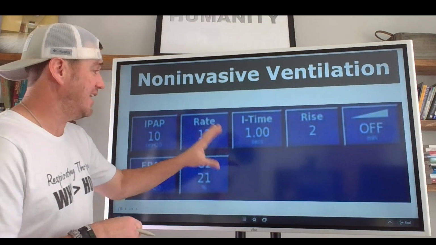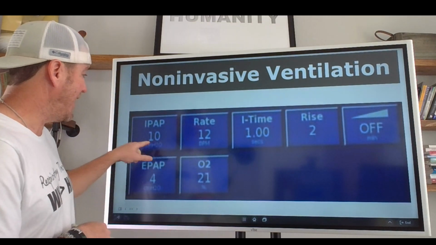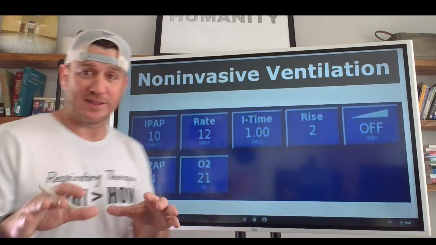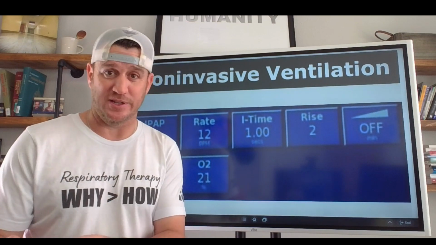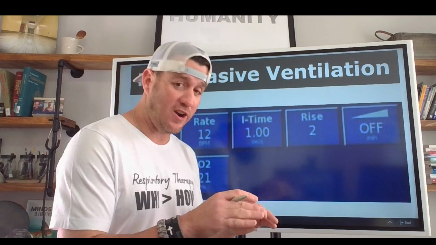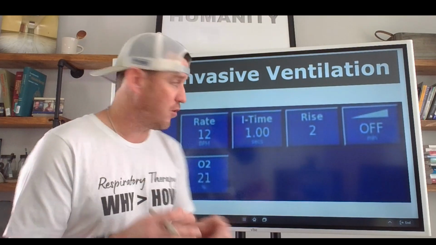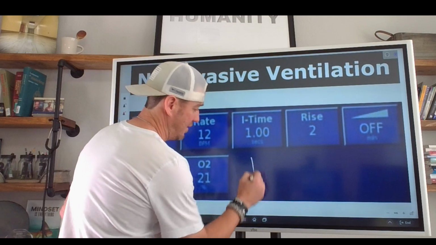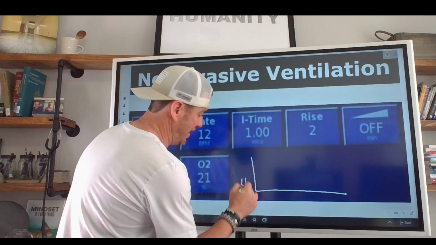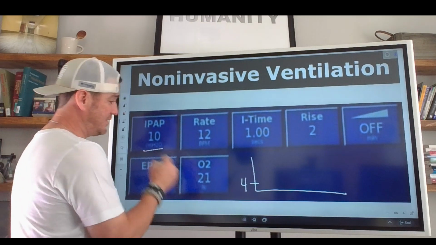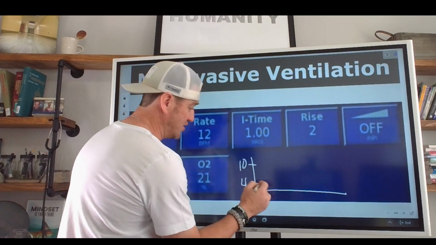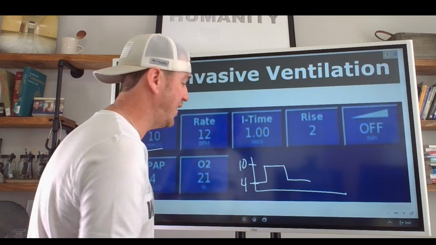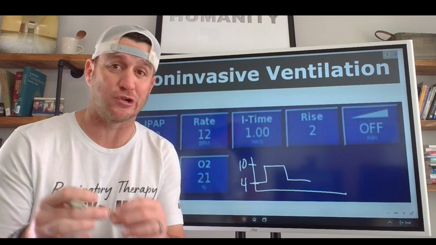So, another same ventilator. We've got an IPAP of 10. We've got an EPAP of 4. Let's just stop right there. We understand what that tells us, that we are going to start at a pressure of 4. Let me show you here. We're starting at 4 and we're going up to 10. So there's 4 and there's 10. So it's going to look like this. That's what our inspiratory phase is going to look like on our pressure waveform.